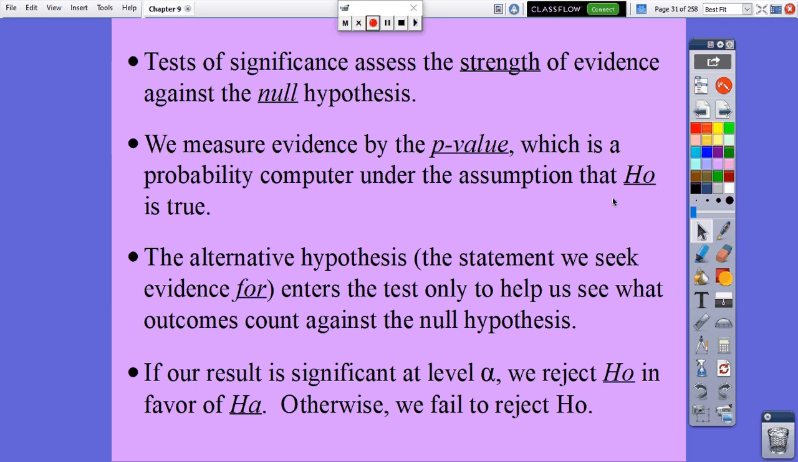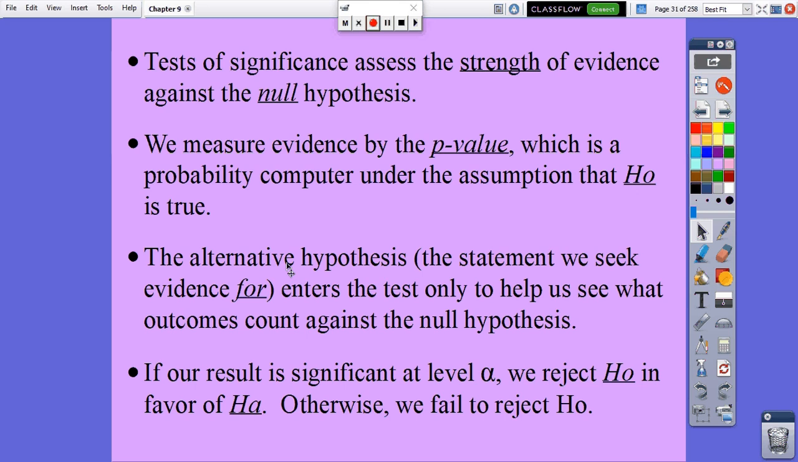The alternative hypothesis, the statement we seek evidence for, enters the test only to help us see what outcomes count against the null hypothesis. So that p-value is going to help us to decide whether the alternative hypothesis is maybe a better value or a better direction that we should go in compared to our null hypothesis.